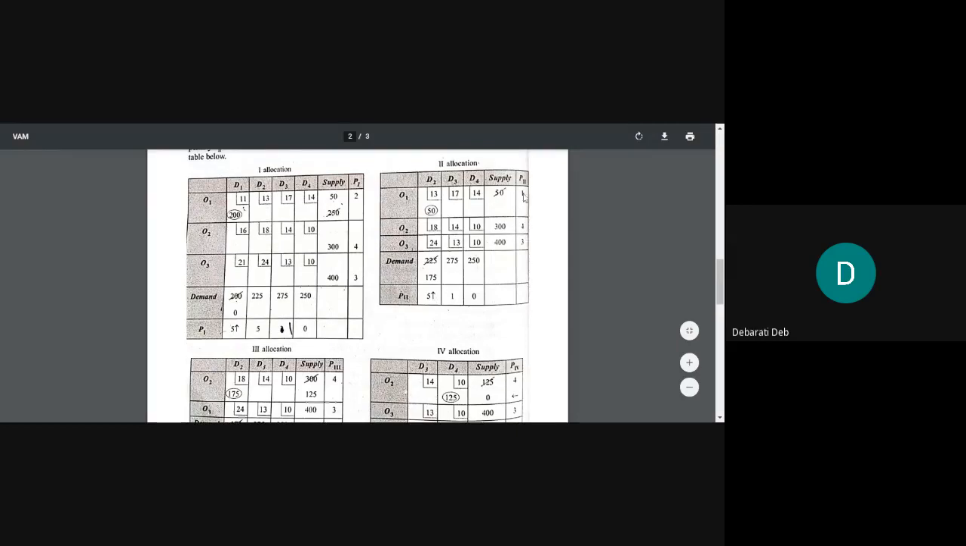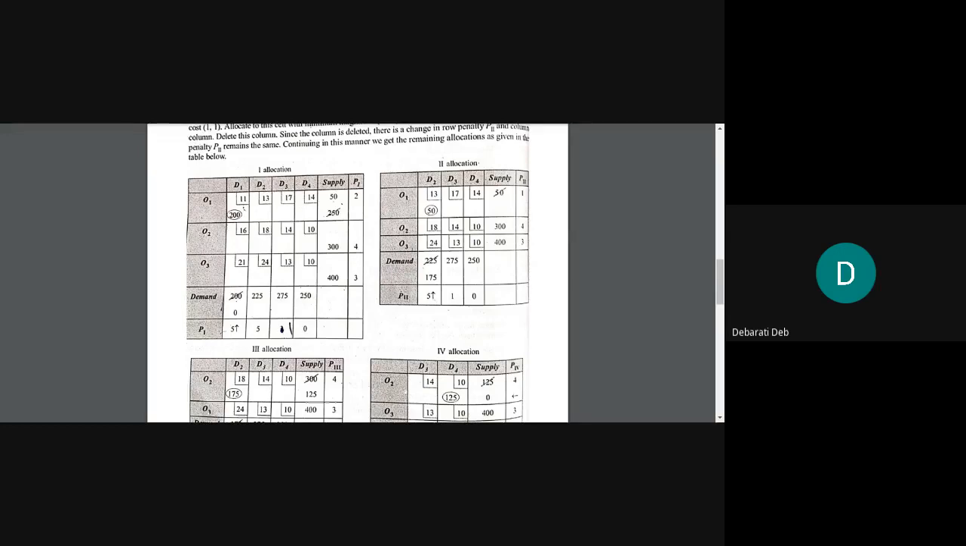Alright, in the second allocation, on the right-hand side of your screen under the second allocation heading, you make the table. Now you will not write D1, because D1's total 200 has been completely exhausted in the cell O1 D1. Please prepare the table for this second allocation. In the column side, you will write D2, D3, D4. In the row side, you will write O1, O2, O3. Rows are all there. One column has been omitted. Quickly make this one.